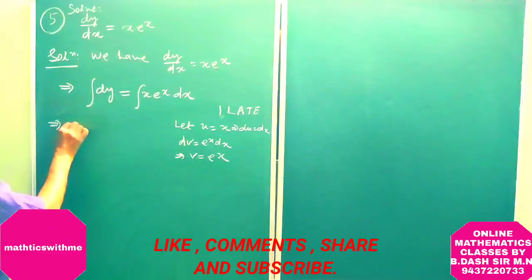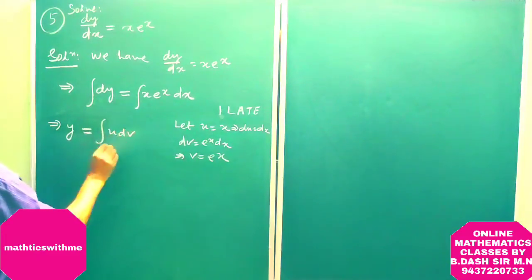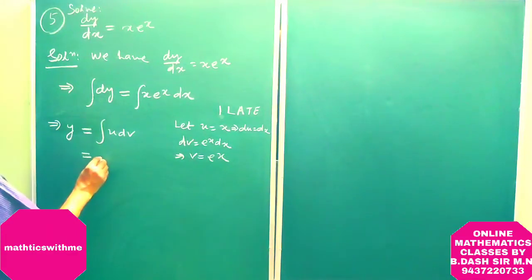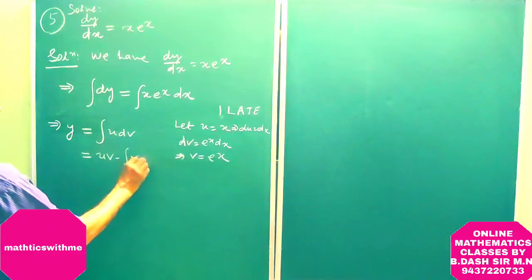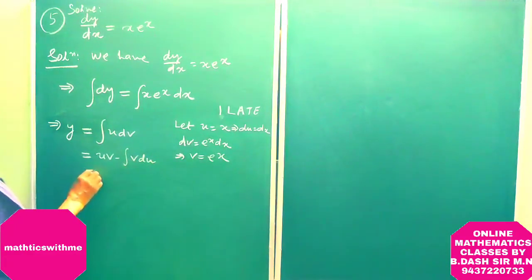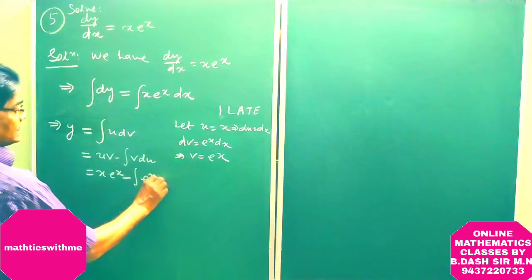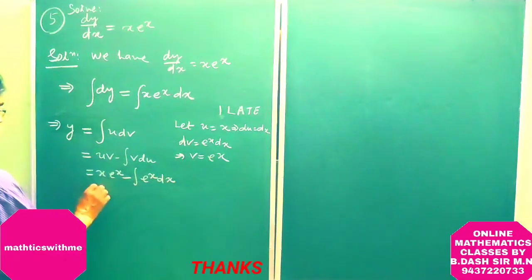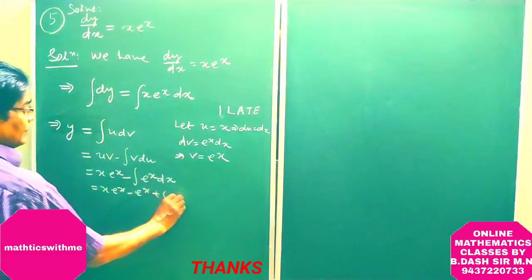So now y is equal to integration of u dv, which is equal to uv minus integration of v du, which is equal to x times e to the power x minus integration of e to the power x dx, which is equal to x e to the power x minus e to the power x plus c.